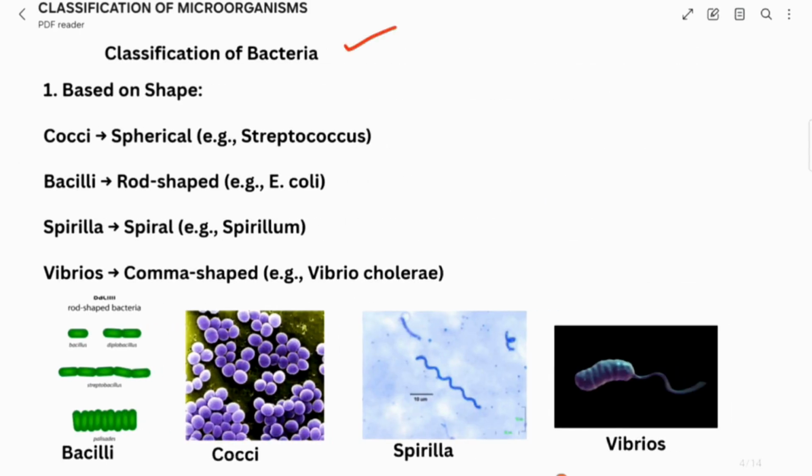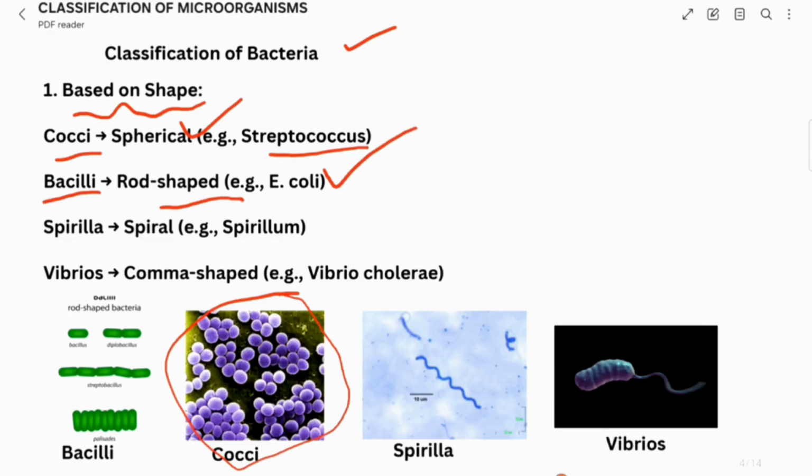Now the classification of bacteria. It is classified based on shape. Cocci are spherical in shape, example streptococcus. Here in this diagram we can see it is spherical in shape. Then bacilli are rod shaped, example E. coli. Here we can see it is rod shaped.